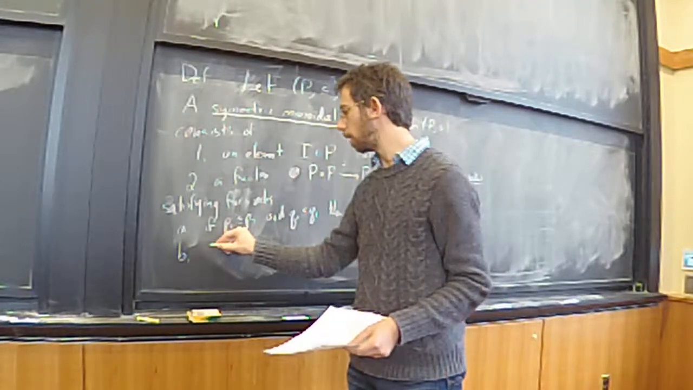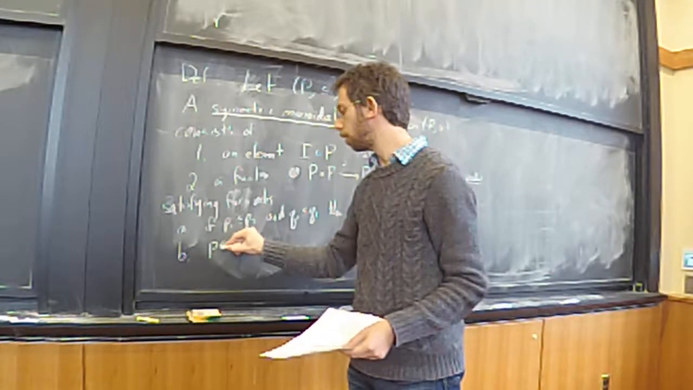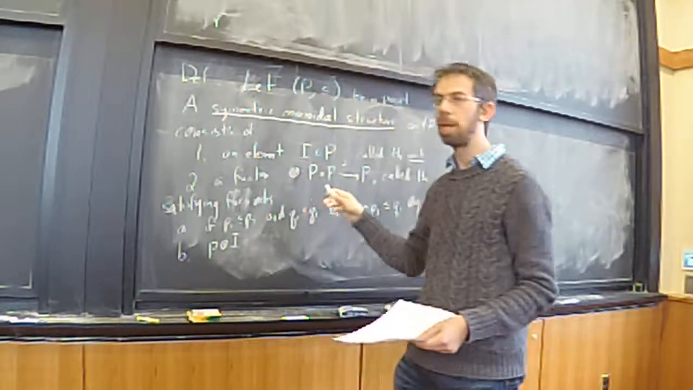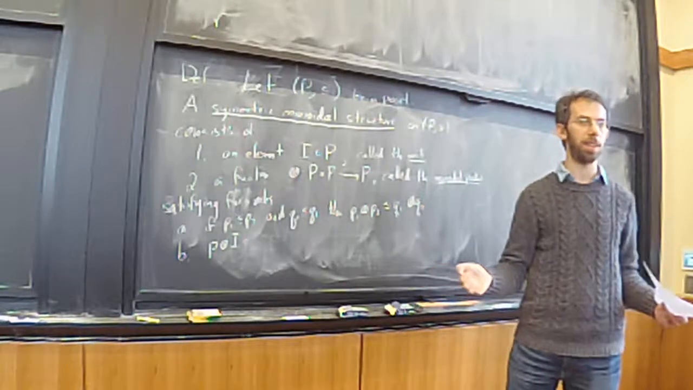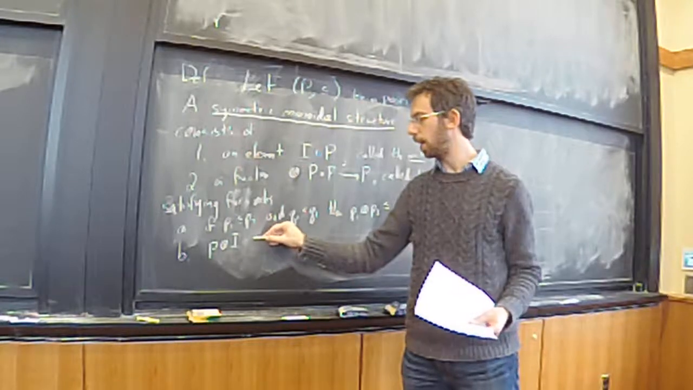Another one is that P tensor this unit. The unit is going to be like nothing. I have the absence of everything. I have nothing. P tensor I means if I have P and I, then I have P.